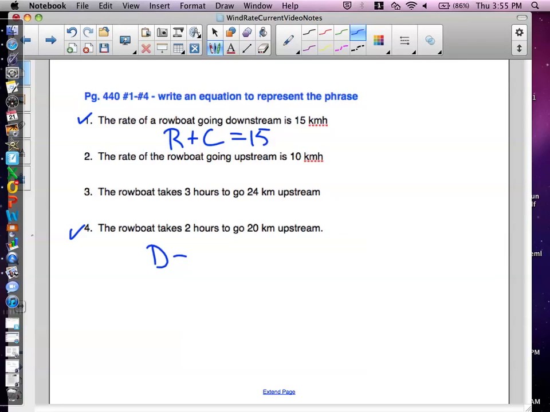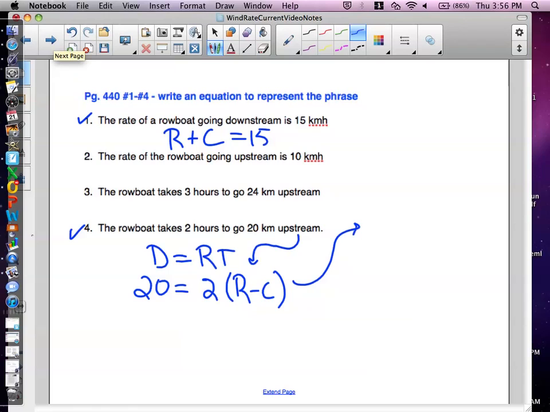So if I just go into my plain old distance, rate, time formula, I'm traveling a distance of 20 kilometers. And I'm going for 2 hours. And I'm traveling upstream, so I'm going against the water. So upstream would be represented by R minus C. Another way that you could see this, you would have the distance over the rate equals your time. And both expressions mean exactly the same thing.